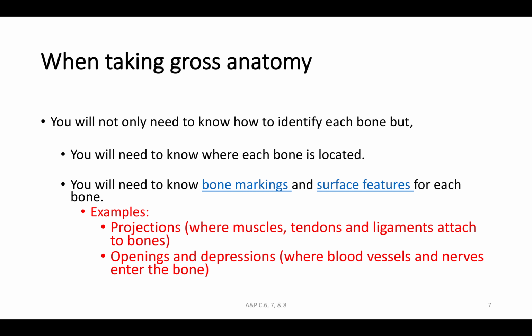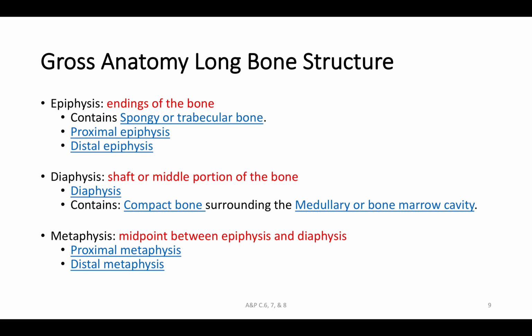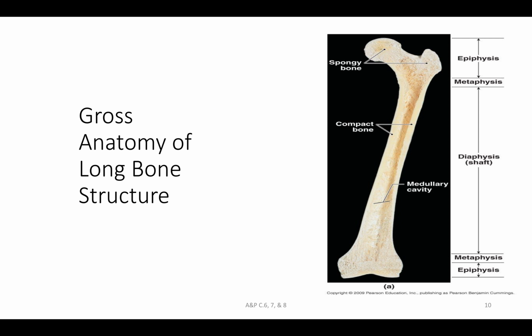We then went into talking about the anatomy of bones, and we took a look at how long bones are structured. The ends of your long bones are called the epiphysis. Within the epiphysis, that's where we're going to find spongy bone. The midsection of your bone is called the diaphysis. The diaphysis is made of compact bone.